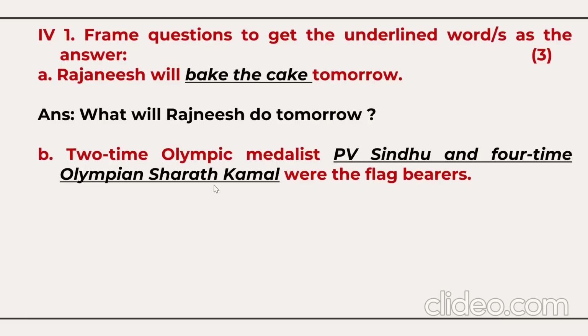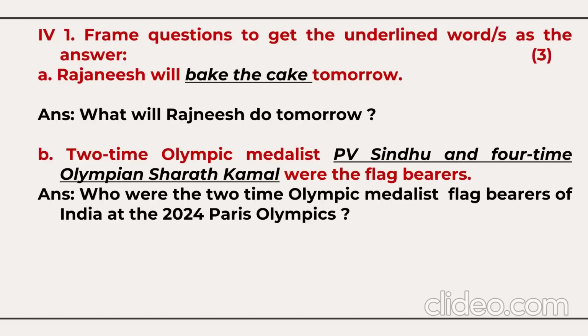Second question, this is quite complicated question. Two-time Olympic medalist PV Sindhu and four-time Olympian Sharat Kamal were the flag bearers. So it can have two different answers. Who were the two-time Olympic medalist flag bearers of India at 2024 Paris Olympics? That could be one answer. Or who were the flag bearers? We can say who are the flag bearers. Okay, so this is the answer. I think I've not given you a complete answer here. So we can say who are the two-time Olympic medalist flag bearers?